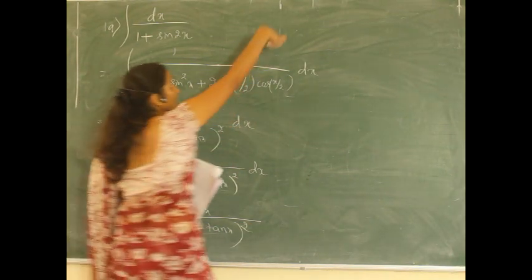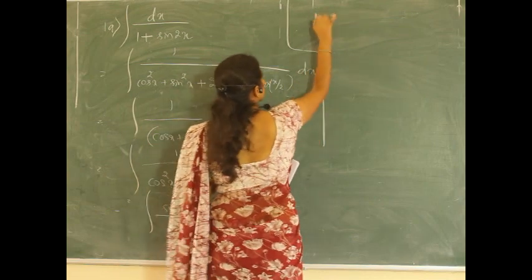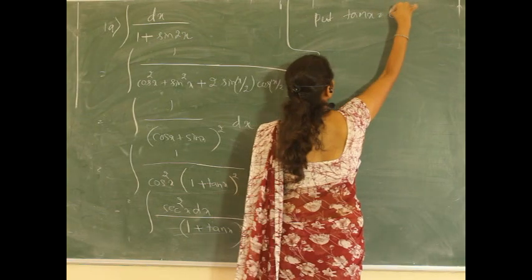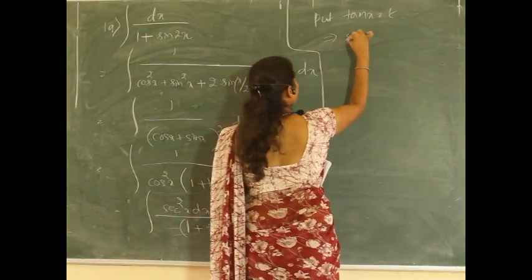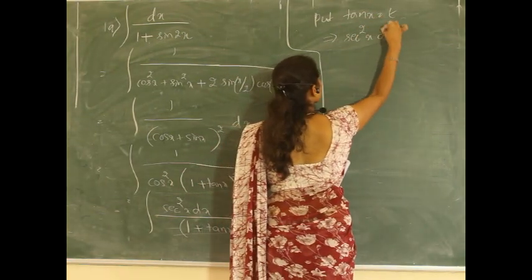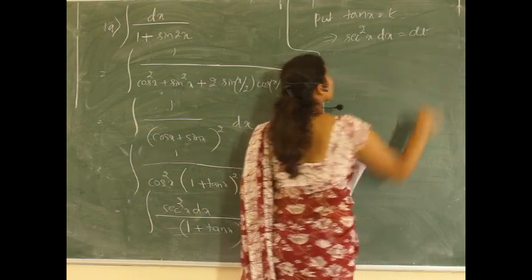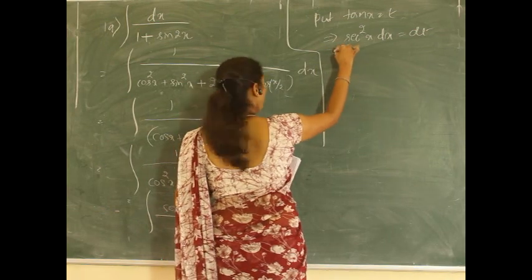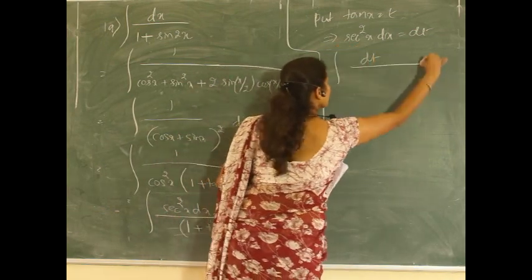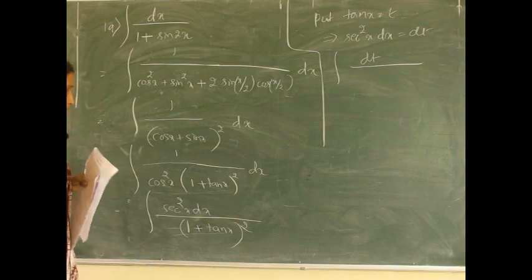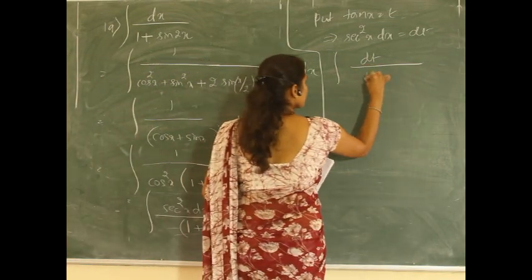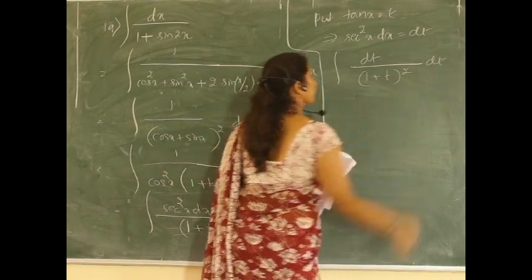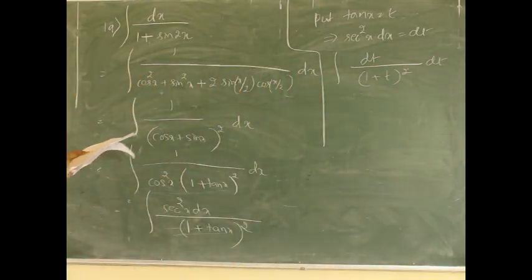So again the substitution: put tan x equal to t, this implies sec square x dx is equal to dt. So this becomes integral of dt divided by (1 plus t) whole square.